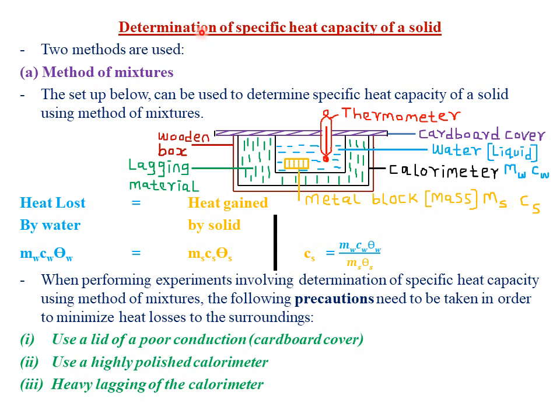So today we are looking at determination of specific heat capacity of a solid. Two methods are involved. One, we have the method of mixtures. Two, we have the electrical method. But in our class today, we are going to discuss the method of mixtures.